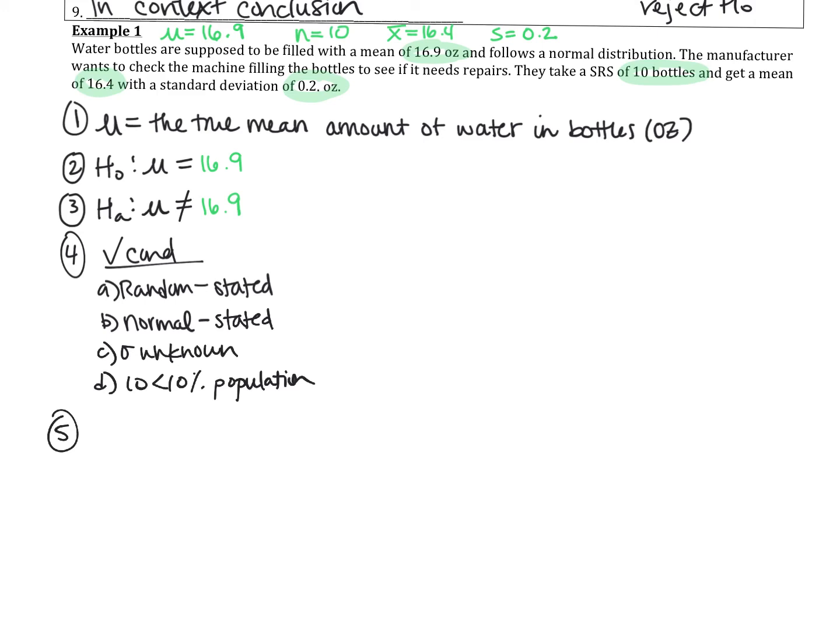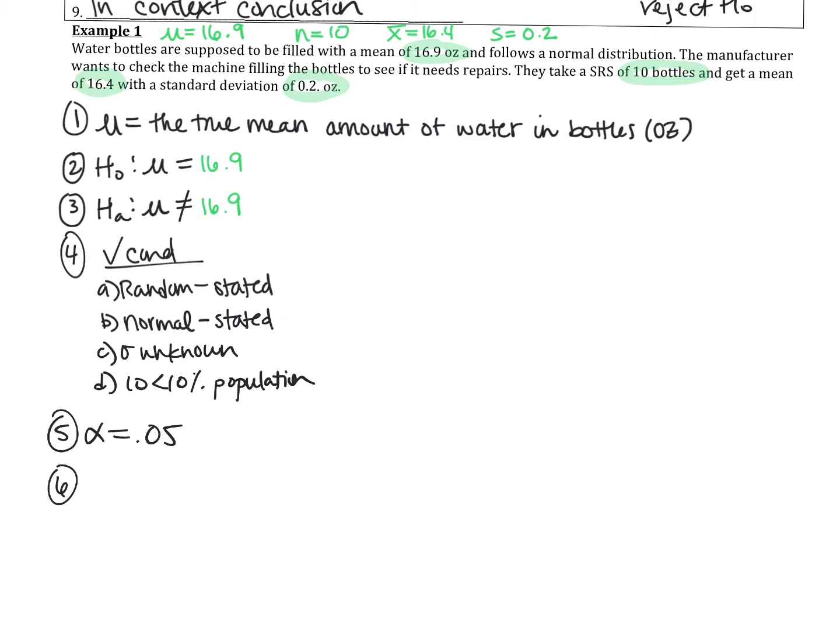Okay. As far as alpha goes, there don't really seem to be any major, huge life or death consequences here, and I'm not asked to analyze them, and I'm not given an alpha value, so alpha is 0.05. That's fine, and I'm going to move on with my life. That works out.